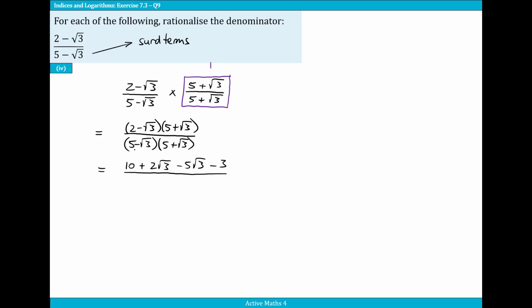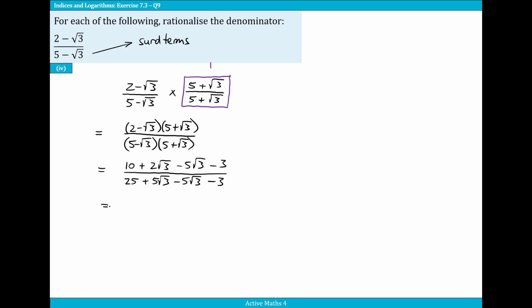Then on the bottom, I'm going to multiply 5 times 5, which is 25, 5 times root 3, which is plus 5 root 3, minus root 3 by 5, which is minus 5 root 3, and then minus root 3 by root 3 is again minus root 3 squared, and root 3 squared is the number 3, so that's minus 3.